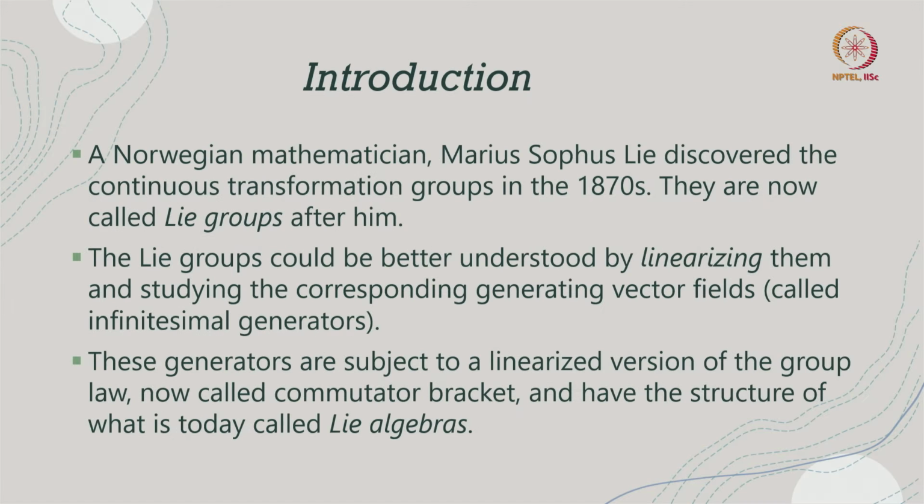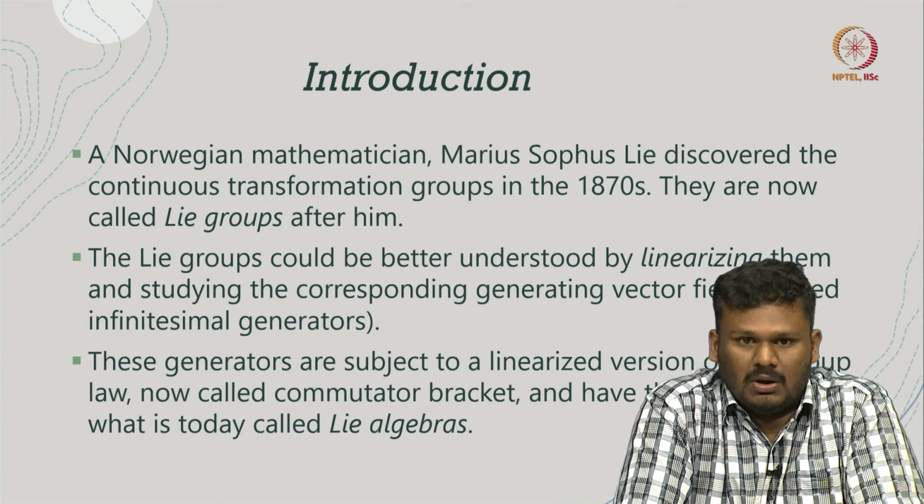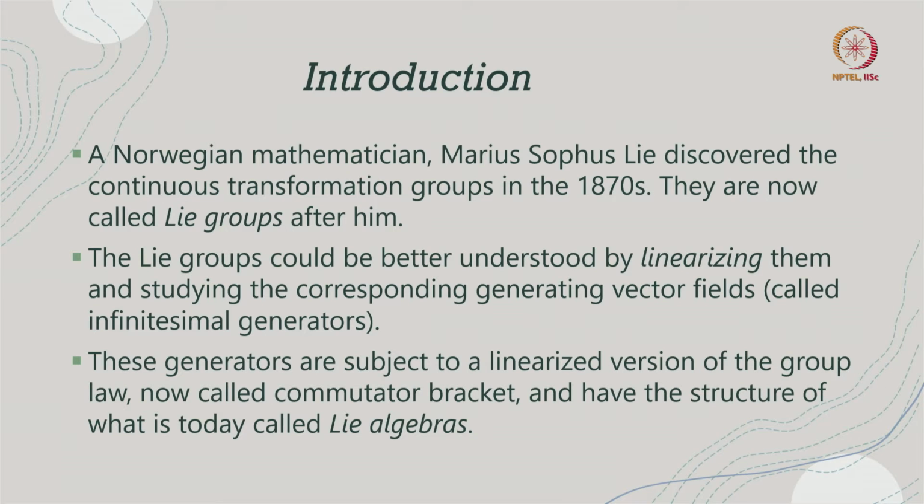First, we begin with some background about the course. A Norwegian mathematician, Sophus Lie, discovered the continuous transformation groups in the 1870s. They are now called Lie groups after him. The Lie groups could be better understood by linearizing them and studying the corresponding generating vector fields. They are called infinitesimal generators. These generators are subject to a linearized version of the group law, now called the commutator bracket, and have the structure of what today we call Lie algebras.